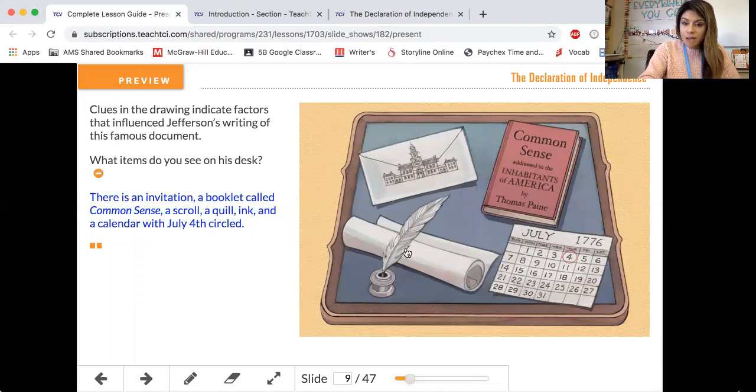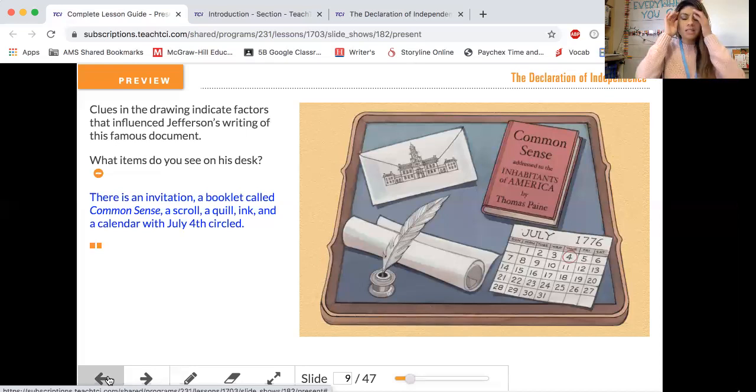So the paper is a scroll, a quill and ink, which was a pen that they used back in the day. So this is the scroll, the paper, the quill, the ink that the quill goes in, and a calendar with the 4th of July circled. I wonder why the 4th of July is circled.